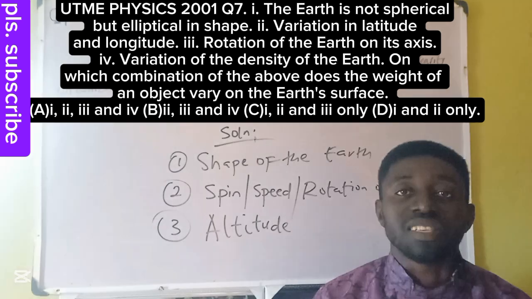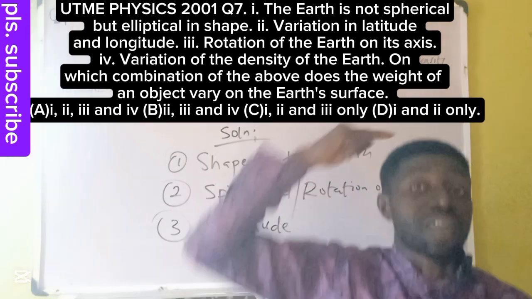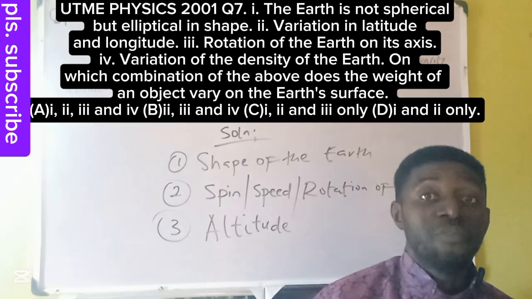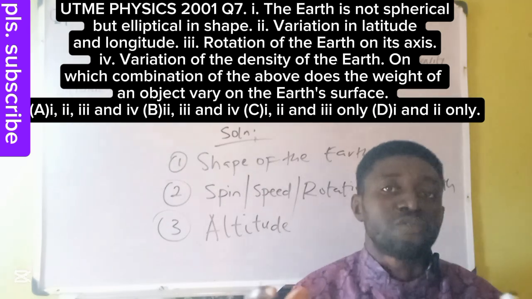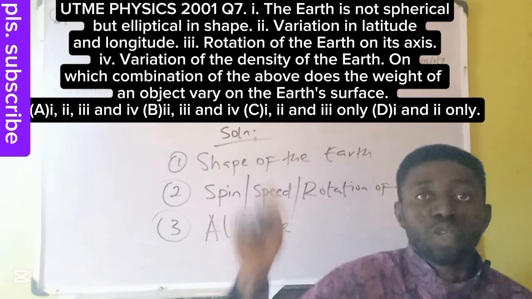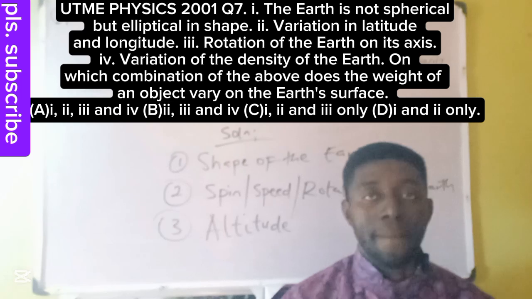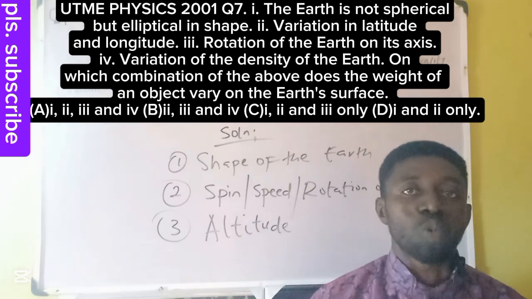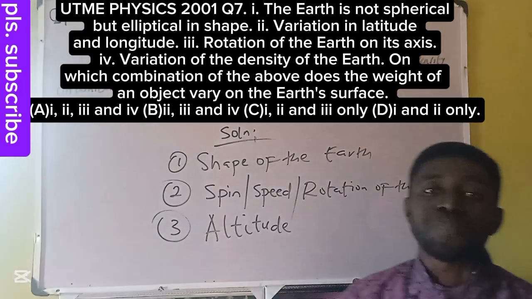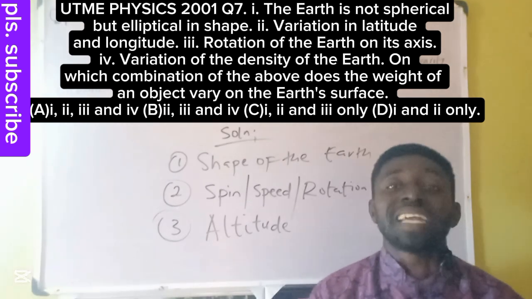So if the shape of the earth changes, its g will also change. Things will begin to fall either very fast or very slow, depending on the type of change. If the shape gains mass, then things will fall faster. But if the shape loses mass, then things will fall slower. So shape can affect weight or gravity. Then the second one is spin or speed or rotation of the earth. The speed of the earth is also fixed.